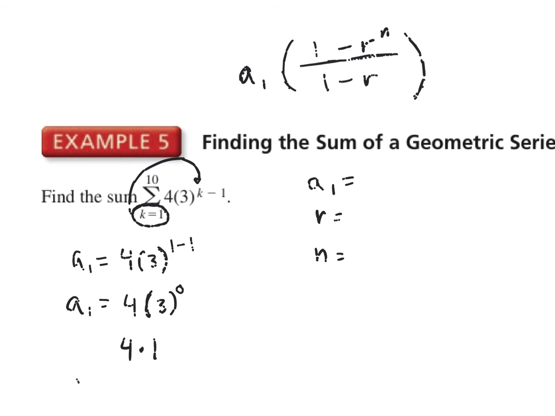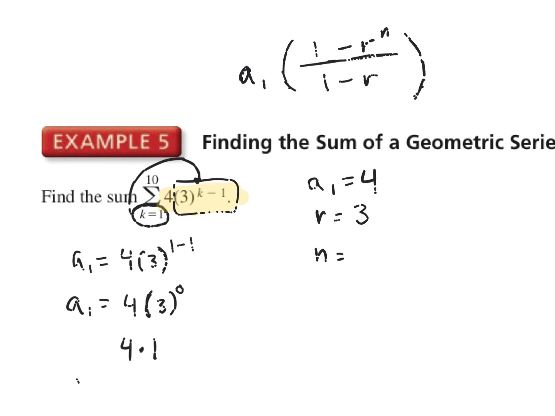Now what do you think our ratio is? Looking at our equation here, we don't have very many options. What do you think our ratio is? 3. Awesome. Our ratio is 3. It's always what has that exponent there. So 3 has the exponent. That's our ratio. And then how many terms are we going to have? We start at 1 and end at 10. How many do we have? Perfect. 10.